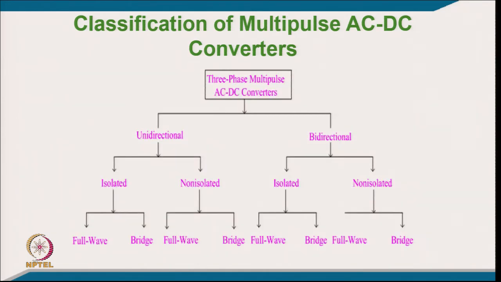So, now coming to the classification of this multipulse AC DC converter, normally the supply is 3 phase, and we are able to convert the 3 phase supply either for phase shift with the help of a transformer, or you can have a multi phase also, or you can have a mix of both in these multipulse converters. So, we divide into unidirectional and bidirectional.